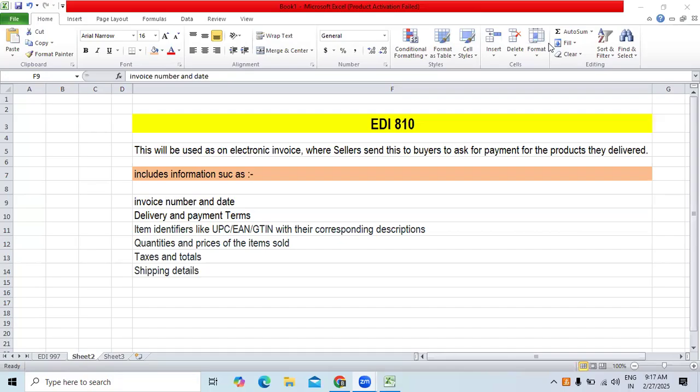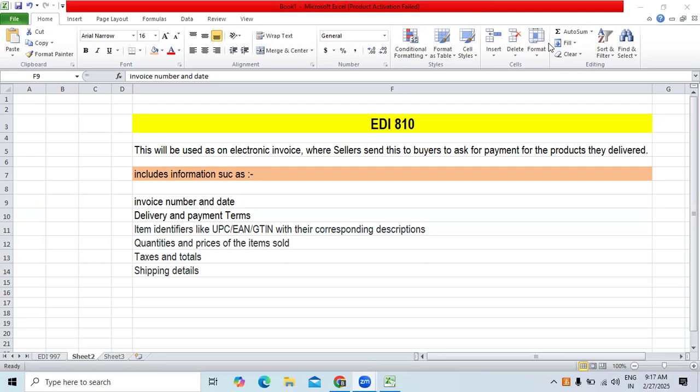In the last session, we discussed EDI 835, EDI 837, 270, 271, even 997, all that. And today we are going to discuss EDI 810, because this is an EDI transaction set, which is an electronic invoice where sellers send this to the buyers for payment for the products which they have delivered, especially when we are doing any kind of online payments, online transactions.